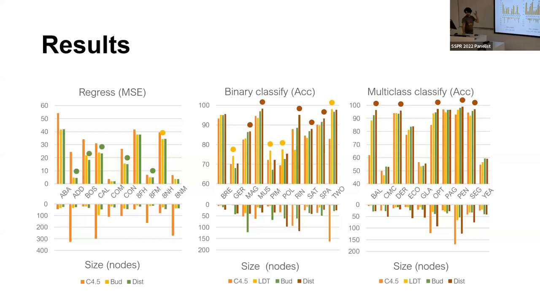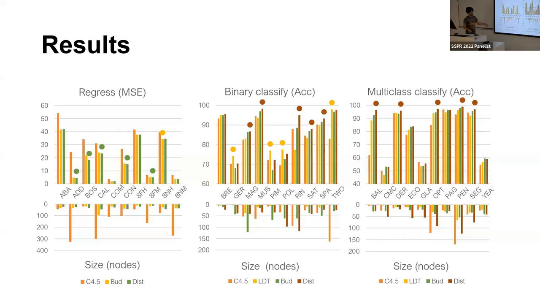So here are some quantitative results on regression, binary, and multi-class classification. So we show, compared to classical decision tree baselines, it's competitive. There are many wins and some losses.